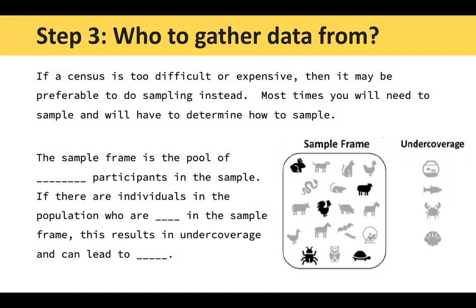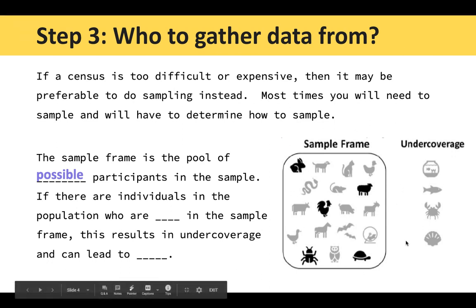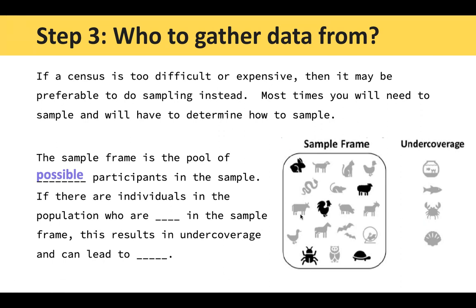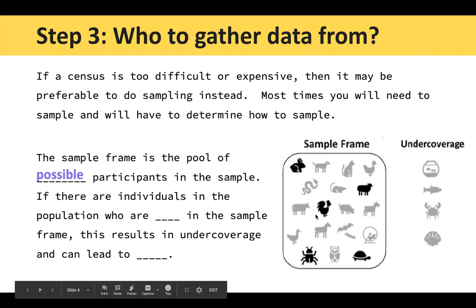Okay, so obviously we want to sample randomly as opposed to doing it with a convenient sample. But another thing that we need to think about is what we call the sample frame. Now we did kind of talk about this in our homework assignment from 1.2. This came up a little bit, but a sampling frame or sample frame is the pool of possible participants in the sample, right? So if my entire population is all of these animals, but I only sample from this group of animals and leave these ones out of the sample process completely, we call that undercoverage. Or an issue with our sample frame.